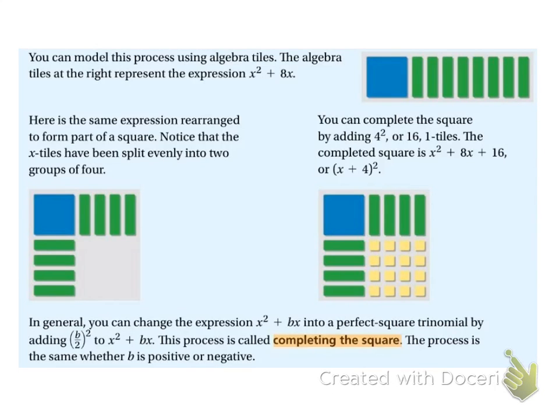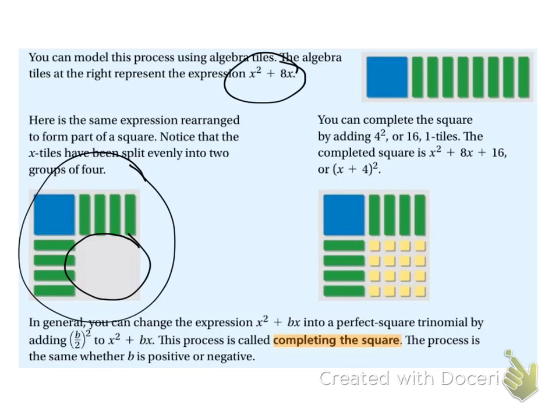This is 9.5a of algebra. So we're going to work with completing the square. This is another way to find our solutions, or our roots, or our zeros, when factoring wouldn't work. So if you picture having x squared plus 8x, we can rearrange that like this.